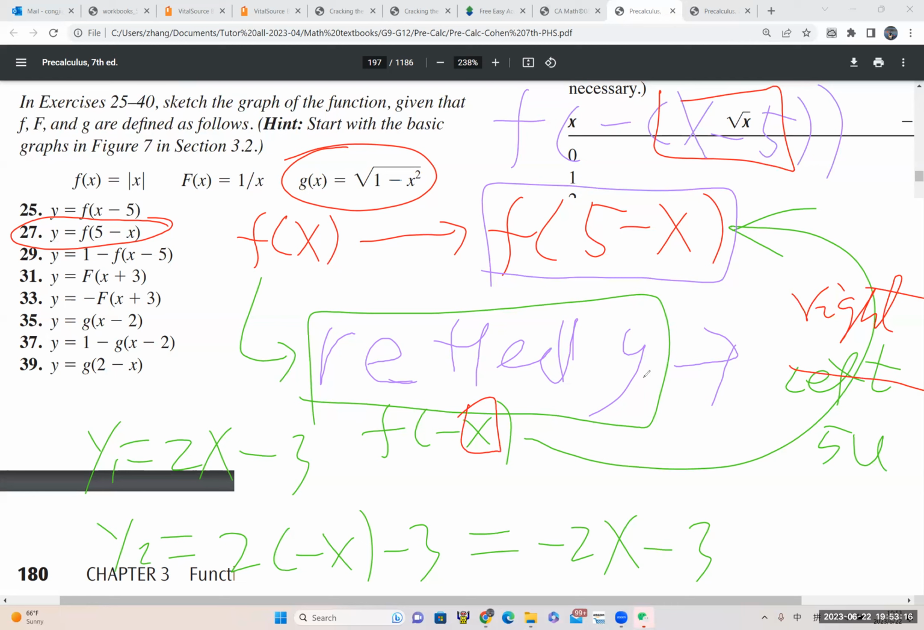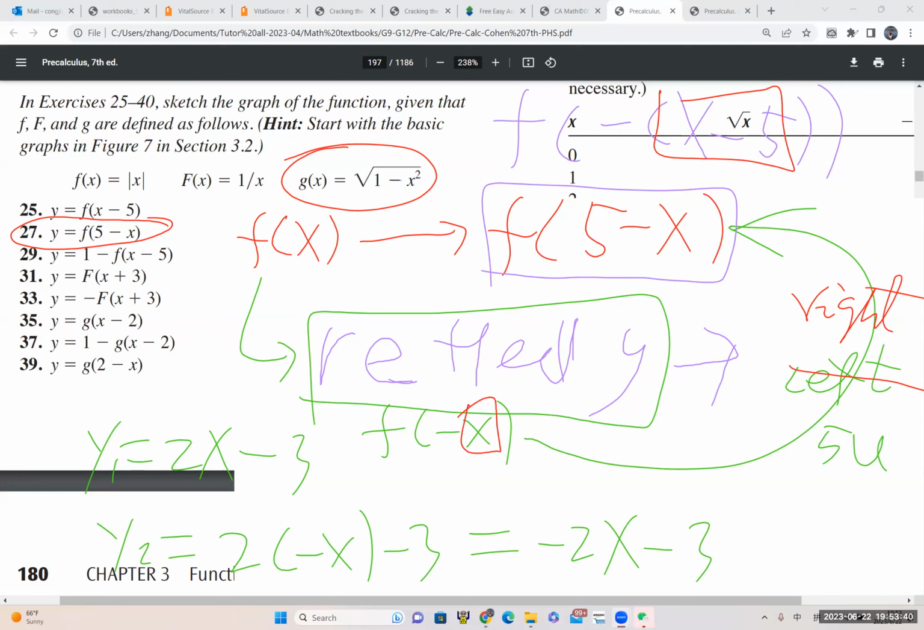So we already found the general rule. First step, what? Reflect about y. Second step, what? Move right 5 units. Then we get the answer, right? Let's try. Remember this rule: reflect about y first, then move right 5 units. Okay.